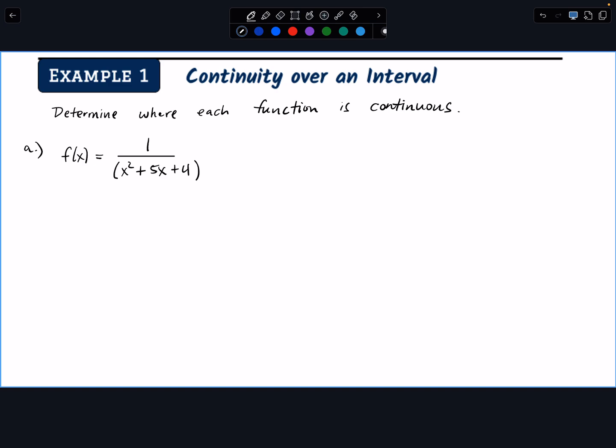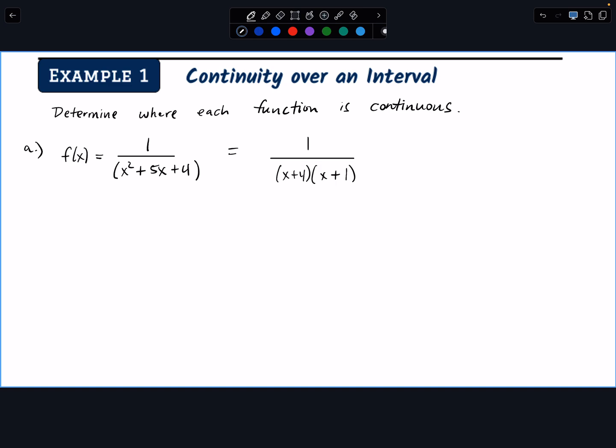What should I do first? Factor. So I'm looking for two numbers that multiply to give me 4, but when I add them I get 5. Four and 1, right? So this factors to what? 1 over x plus 4 times x plus 1.